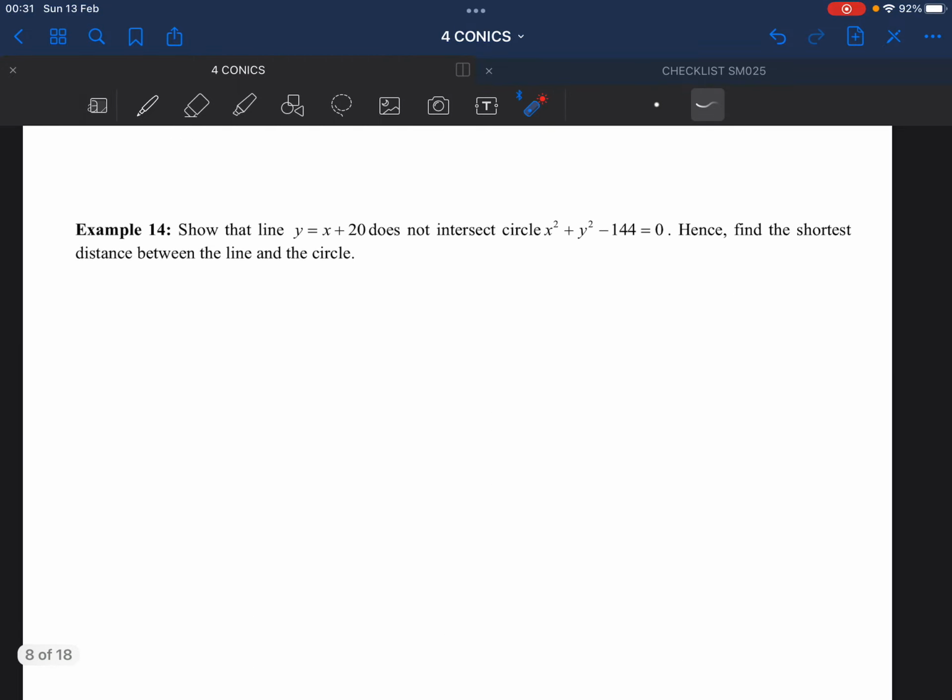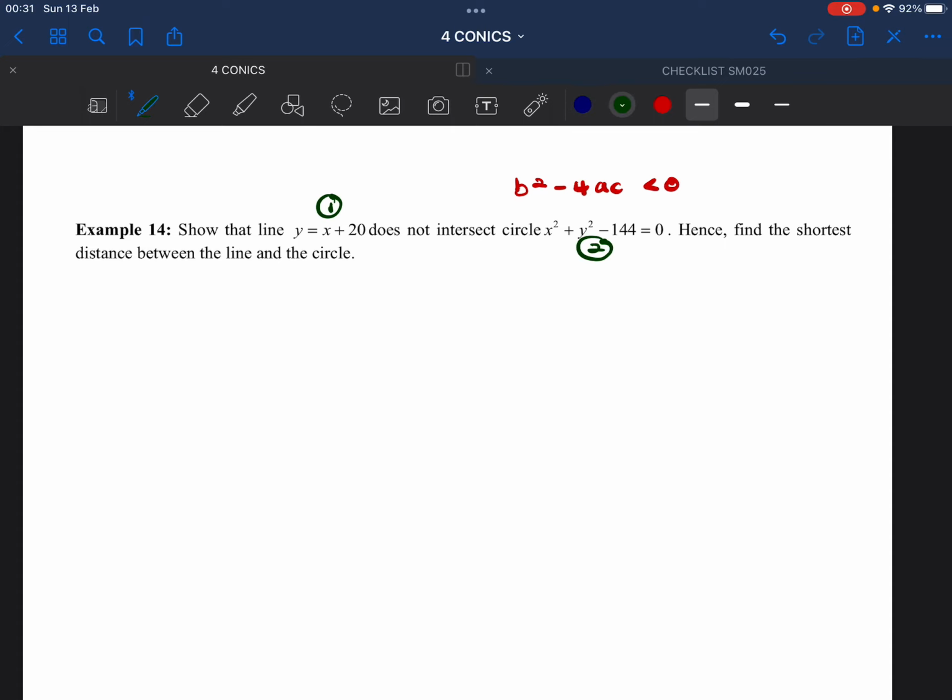So the question asks to show that line y equals to x plus 20 does not intersect circle x squared plus y squared minus 144 equals to 0. So you know that if the question said the type of intersection means there is no intersection point, you have to show that the discriminant b squared minus 4ac is less than 0. Okay, to show that you need a quadratic equation. So what we are going to do is we are going to substitute the equation of line into the equation of circle. Okay, so let's put this as the first equation. This is our second equation.